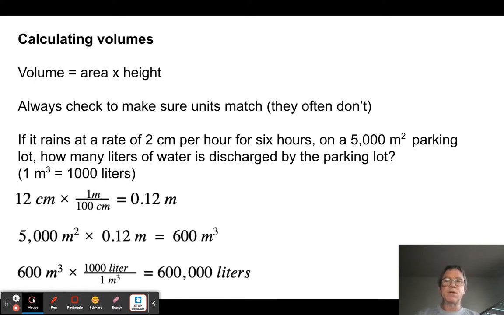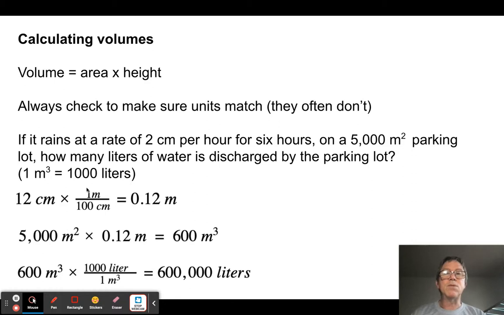So first thing I'm going to do is say, well, look, if it rains for 6 hours at 2 centimeters per hour, how much rain came down? Well, that would be 6 times 2, that'd be 12 centimeters. So I have 12 centimeters of rain came down, and I want to turn that into meters so I can use it with this one here. I cannot multiply centimeters by square meters. It just doesn't work. So I convert centimeters and I say, look, if centimeters is here, centimeters has to go here. I can put meters up here.